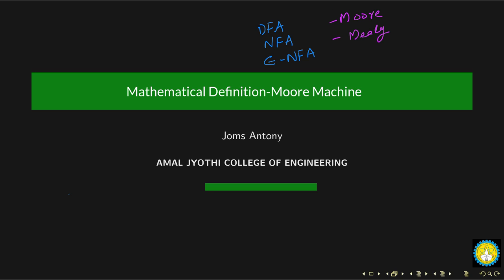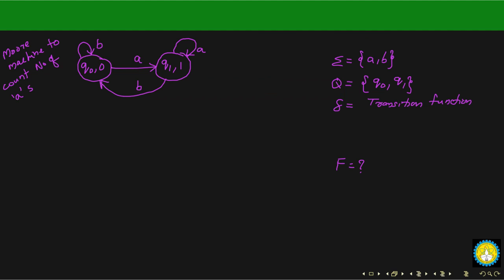You have to be very careful that you know all the mathematical definitions and how each one of them is different from the other. So it's going to be very important. Okay, now let us learn about the mathematical definition of a Moore machine.